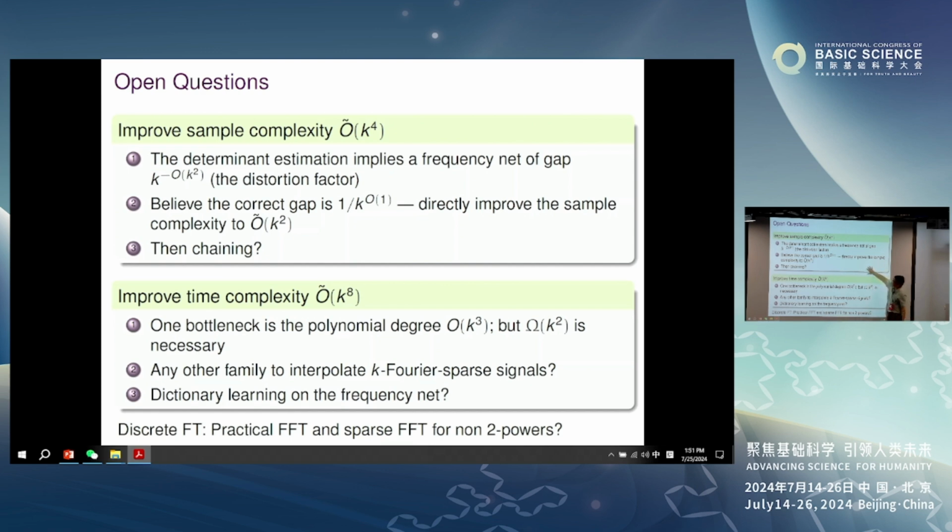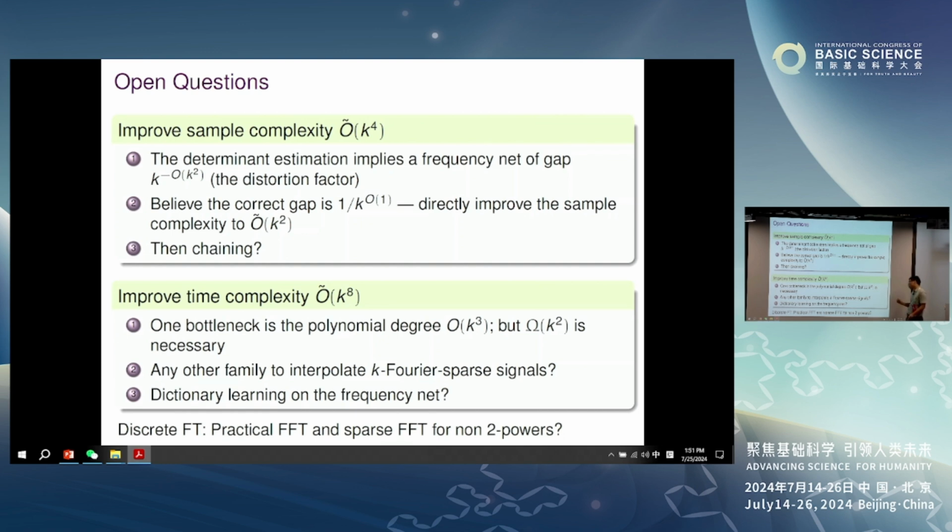Besides sparse Fourier transform, one question I feel is quite interesting from the practical side is about FFT. When we design FFT, we always assume n is a power of 2. When n is not a power of 2, say when n is 33, we say, oh, it's fine, we just pick the next power of 2, like 64, and run the FFT.